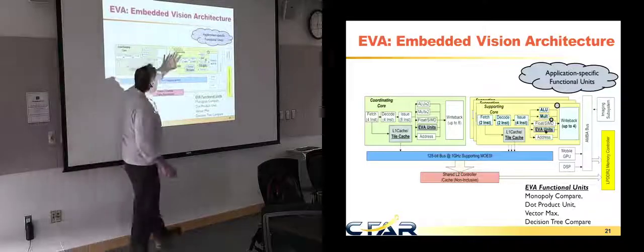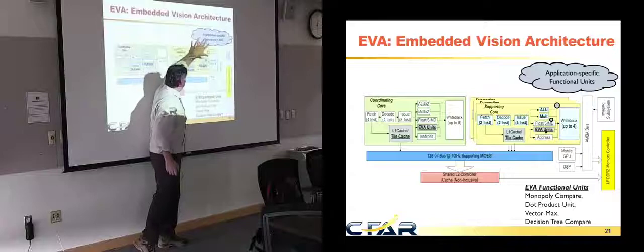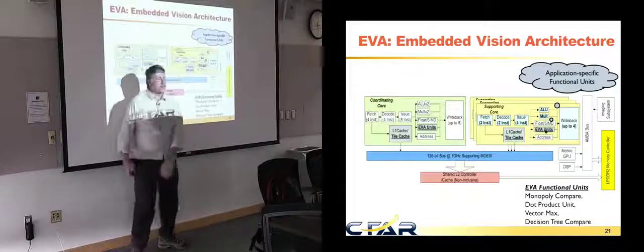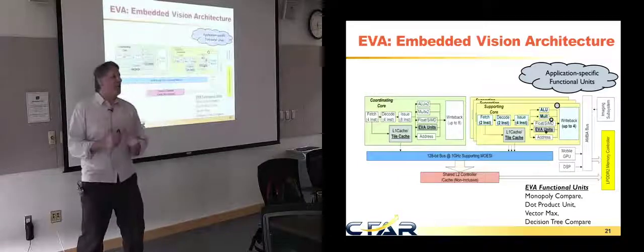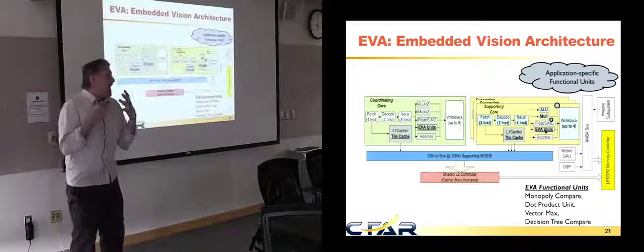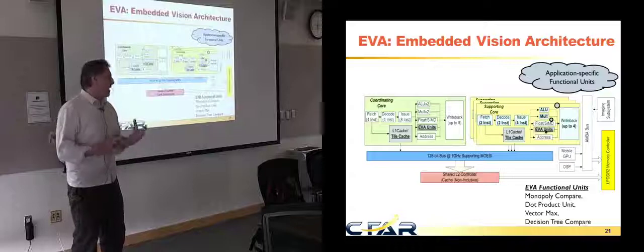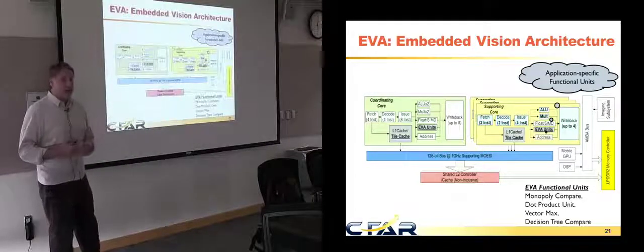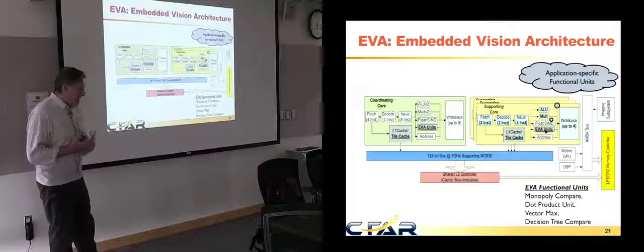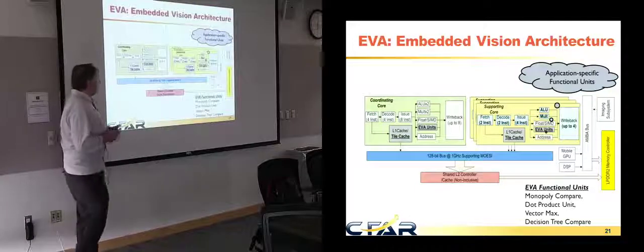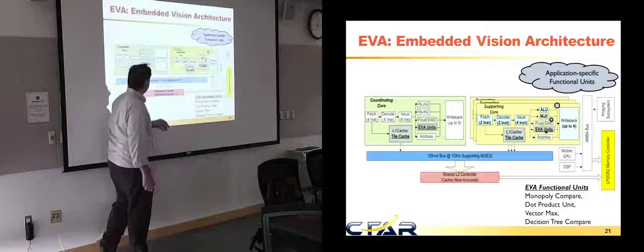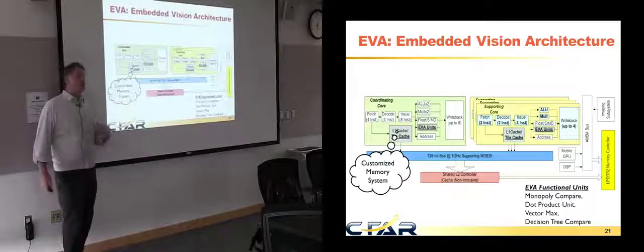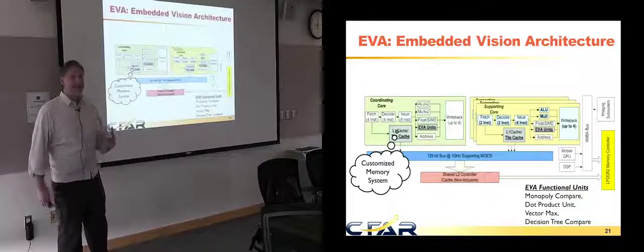Second, it had application-specific functional units: monopoly compare, dot product unit, vector max, decision tree compare, simple little accelerators that could be applied across a large number of algorithms and provide very good speedup by simply reducing the latency of some of these long non-parallel kernels. And then finally, one of the things he did is he taught the memory system how to do really well at a style of algorithm called a stencil.